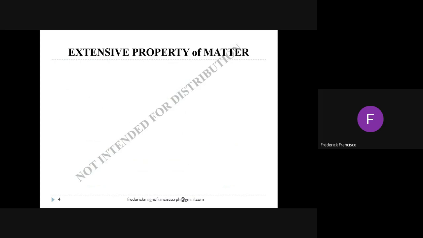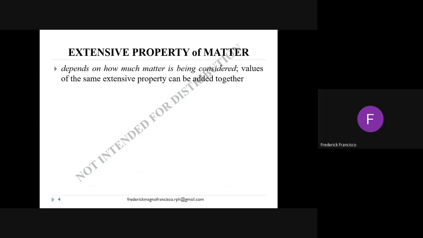All measurable properties of matter fall into one of two categories: extensive properties and intensive properties. The measured value of an extensive property depends on how much matter is being considered. Mass, which is the quantity of matter in each sample of a substance, is an extensive property. More matter means more mass.